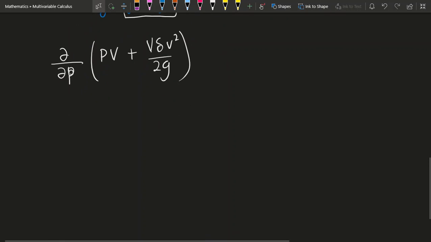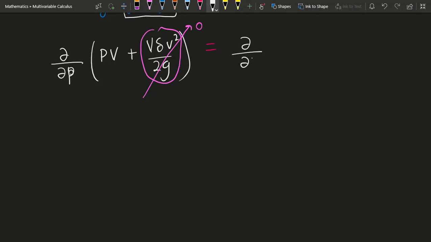Okay. Now, again, except P, all the other variables are just constants. So this entire block is constant, and if you differentiate a constant, again, that is just 0. So this problem reduces to del over del P of PV. And since V is again a constant, this can be written as V times del P over del P, which is just 1, so V.